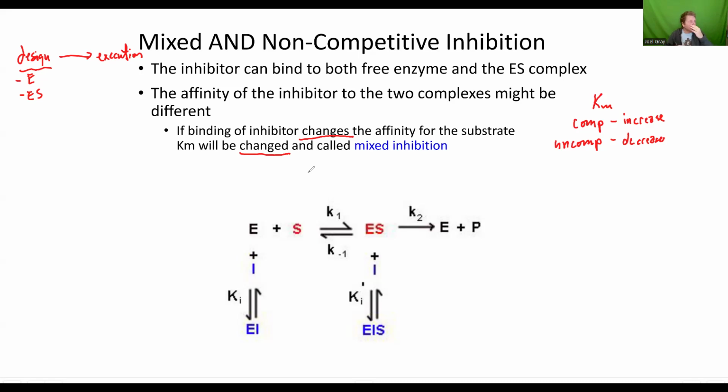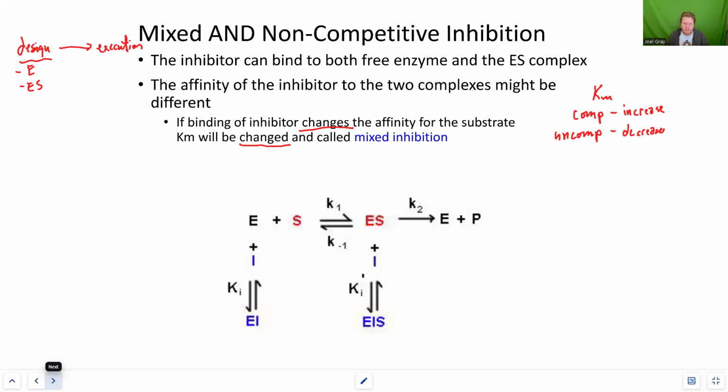Okay, so again, we've designed this molecule to bind to the enzyme, to bind to the enzyme substrate complex. We do our kinetic studies and we see that the Km changes. Maybe one time we do it and the Km goes up, and then another time the Km goes down. Now, where do we go with this? What we want to continue to investigate is, well, what happens to the Vmax?